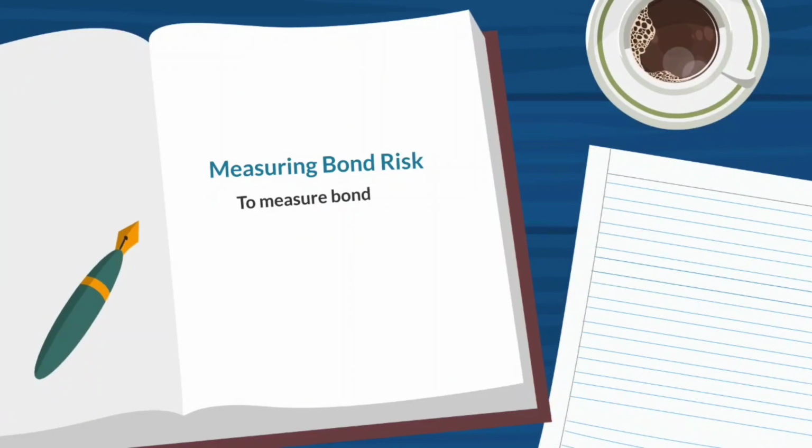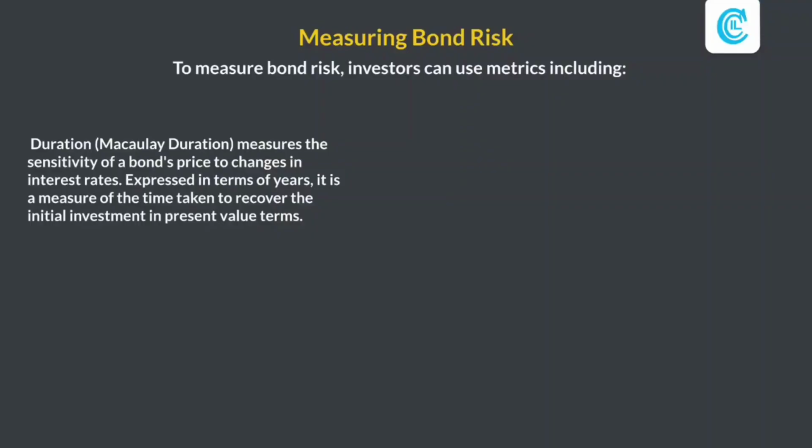To measure bond risk, investors can use various metrics, including duration, also known as Macaulay duration, which measures the sensitivity of a bond's price to changes in interest rates. A bond with a longer duration will experience a greater price change for a given interest rate change. Expressed in terms of years, it is a measure of the time taken to recover the initial investment in present value terms, that is, the time taken for a bond to repay its own purchase price.